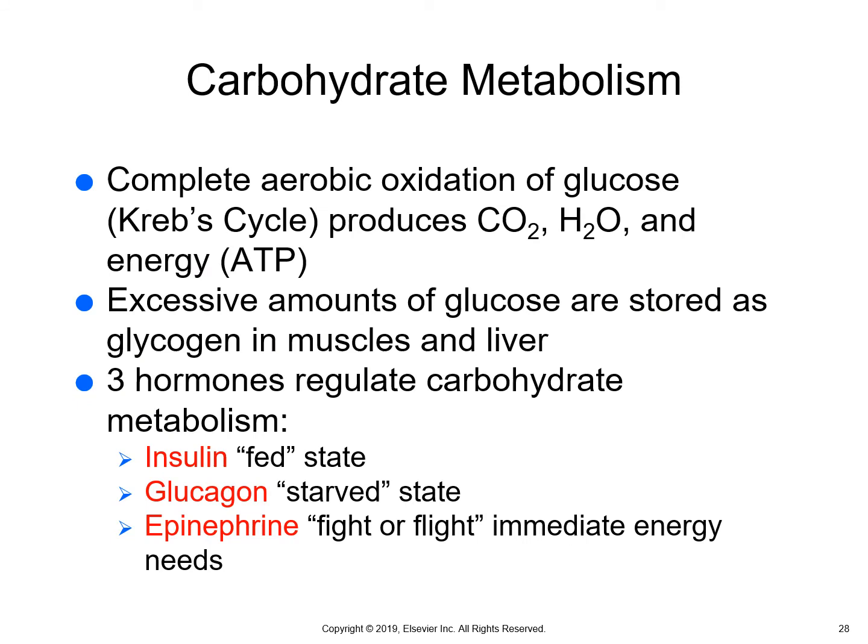So carbohydrate metabolism is a complete aerobic oxidation of glucose through the Krebs cycle, producing carbon dioxide, water, and ATP. Excessive amounts of glucose can be stored in our muscles and our liver as glycogen, and that can be called upon if need be. There are 3 hormones that help regulate carbohydrate metabolism.